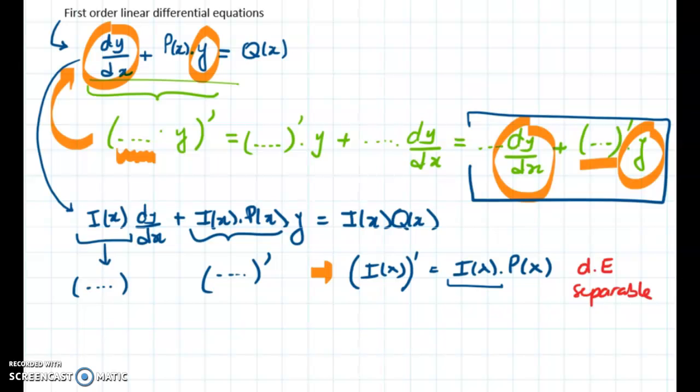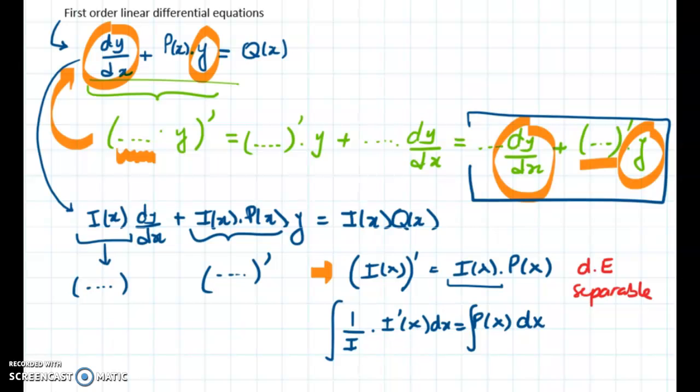We are going to write that 1 over I times I prime of x is the same as p of x. And then we want to consider the integral of this with respect to x on both sides. So I'm going to write the integral over here. I'm going to need to move to make a little bit of space here. So the integral of 1 over I times I prime of x dx is equal to the integral of p of x dx.